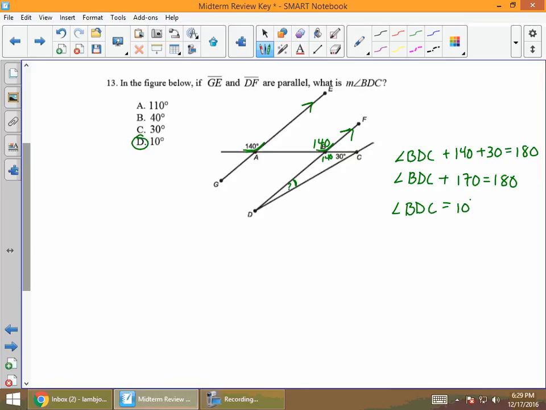And I believe that is the end. Let me double check here. Yep, that is the end of Unit 1.